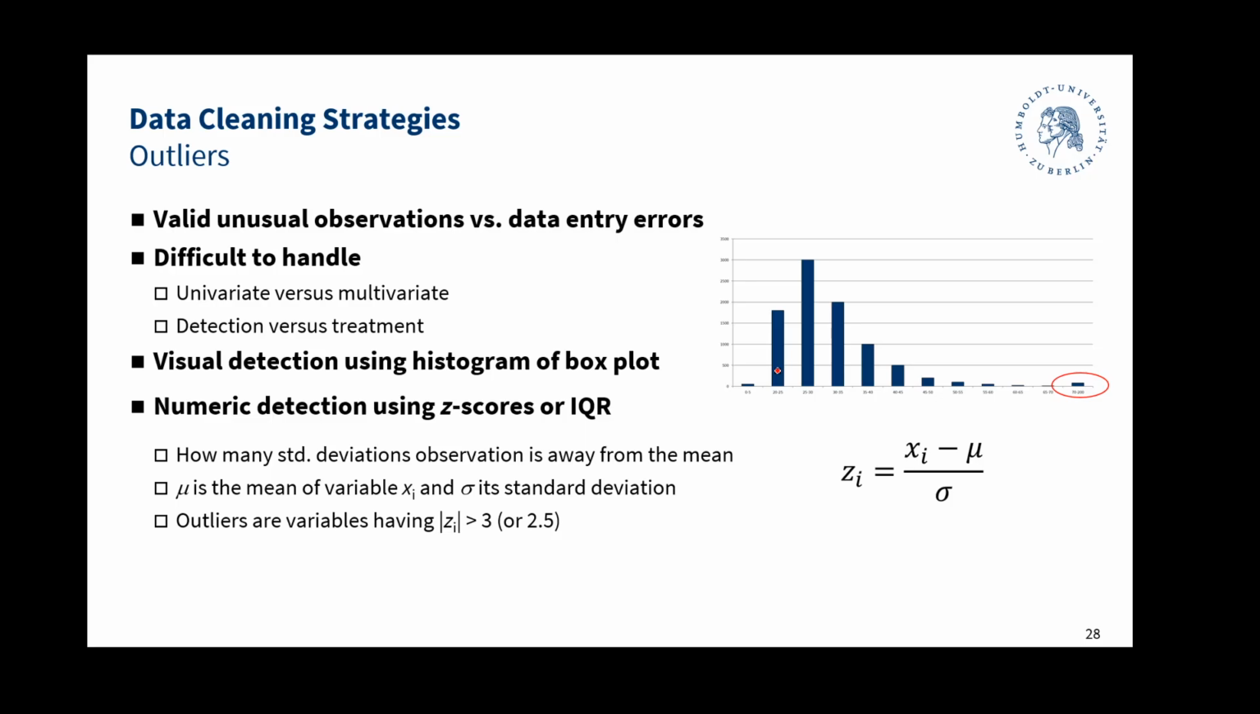Or you could also look at statistics. The formula you see here is the Z-score. It's a well-known transformation in statistics to standardize variables. You have a value xi. X could be age again, and i is a single observation, a single customer. You subtract the mean and divide by the standard deviation.